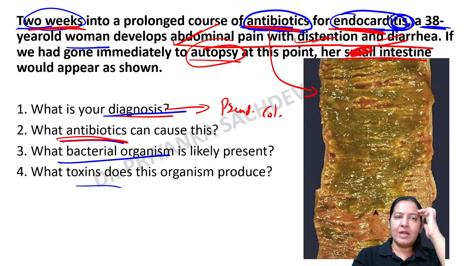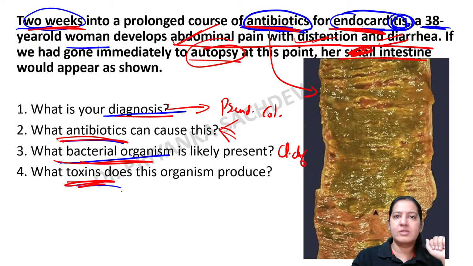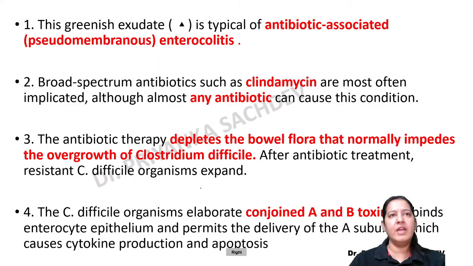What antibiotic can cause it? I have told you the types of antibiotics that can cause it. It can be cephalosporins, fluoroquinolones, or penicillins. So you should name those antibiotics. Which bacteria is likely present, causing the disease? The answer is Clostridium difficile. And what is the name of the toxin? It is toxin A and B. Have you got it? Four questions, four options based on the same image.